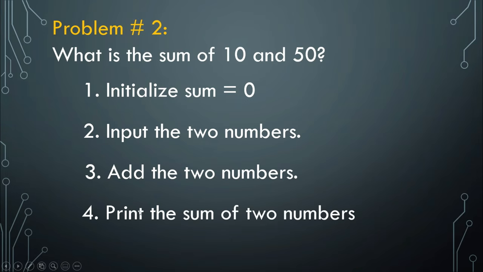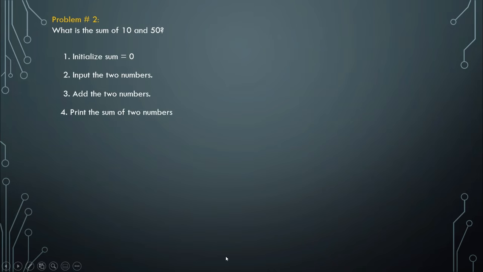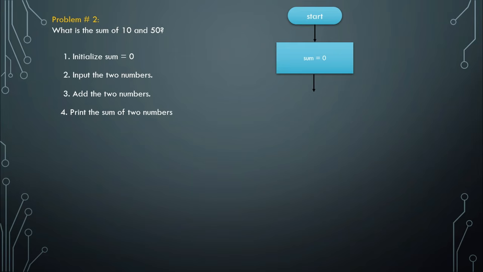So, next, print the sum of two numbers. So, kung 10 plus 50, ano ang sum? So, 60, di ba? So, ito yung algorithm. Pag gagawa tayo ng flowchart, start, sum. Dinefine muna natin. Si sum ay wala. Wala ang sum, kasi wala pa tayong in-input na data eh.